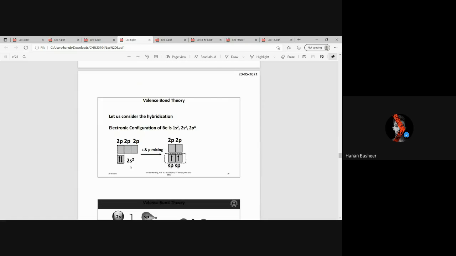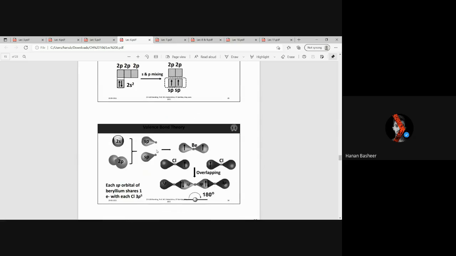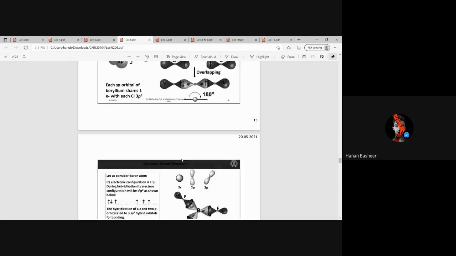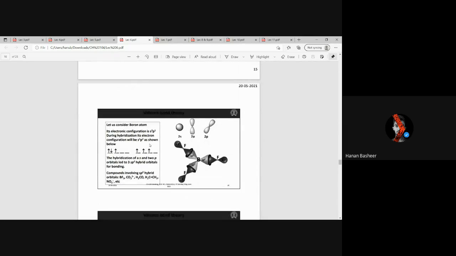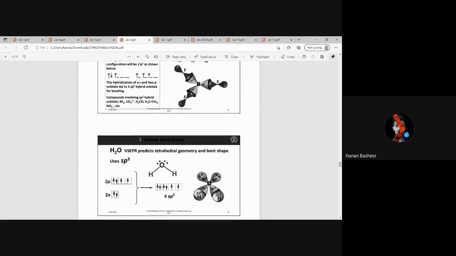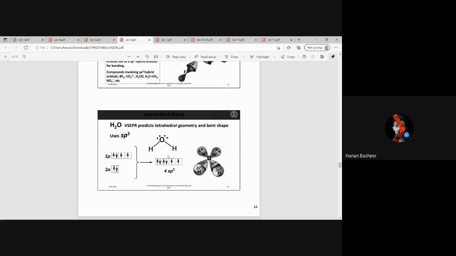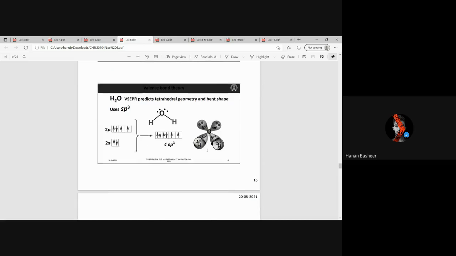And in valence bond theory, here this is beryllium. So we see that there are two electrons in 2s, and on mixing we get sp. Then afterwards we make the bond with chlorine, so we get BeCl2, and on overlapping we get 180 degrees. Then this is the structure for BF3. We do the same and we get the structure. Similarly for H2O, there will be a total steric number of four, and you see that the sp3 orbitals are taking the hybridization of the lone pair into account as well.